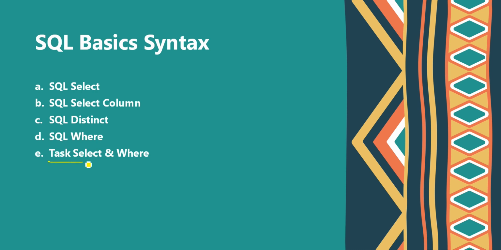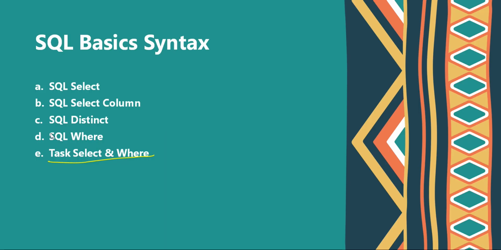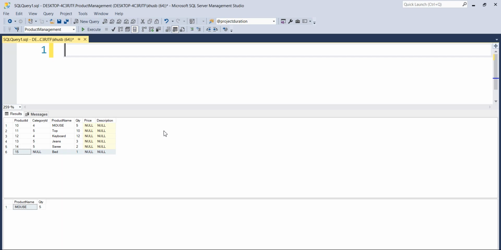Okay, now the next one is select and where. We have already seen that using this where clause, I want to select only specific columns. So this is what it is all about. Now select SQL AND, OR, NOT. This is important now.